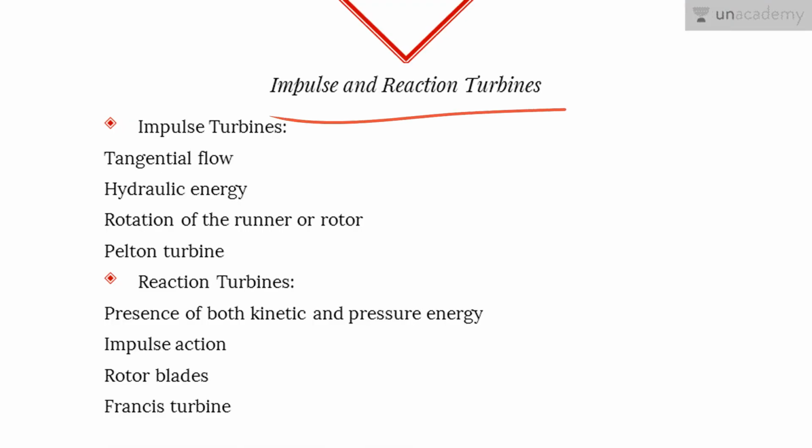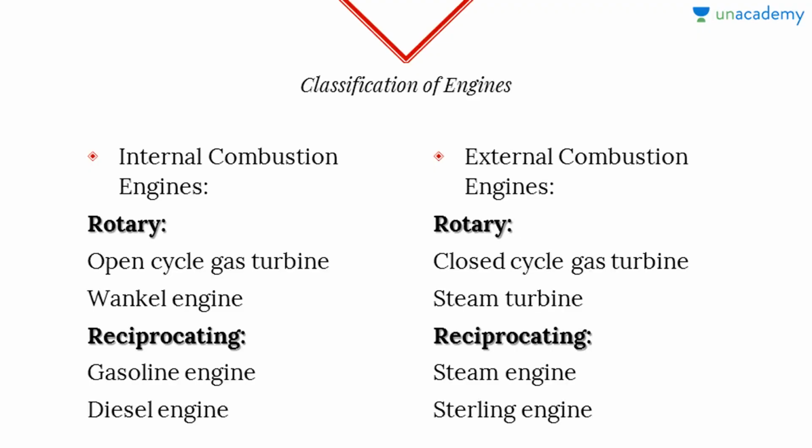So let's move on to impulse and reaction turbines. I have already given a brief introduction of it, that is nothing but the tangential flow, hydraulic energy and rotation of the runner or rotor, and Pelton turbine being the example for it. And reaction turbines also have both kinetic and pressure energy, that's the reason it is called the reaction turbine. There is impulse action of the runner as well as the change in pressure in the rotor blades, Francis turbine being an example for that.